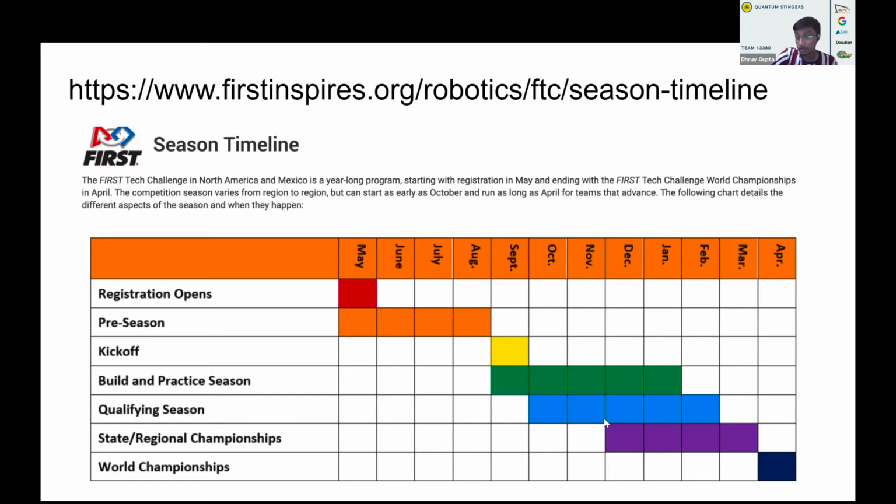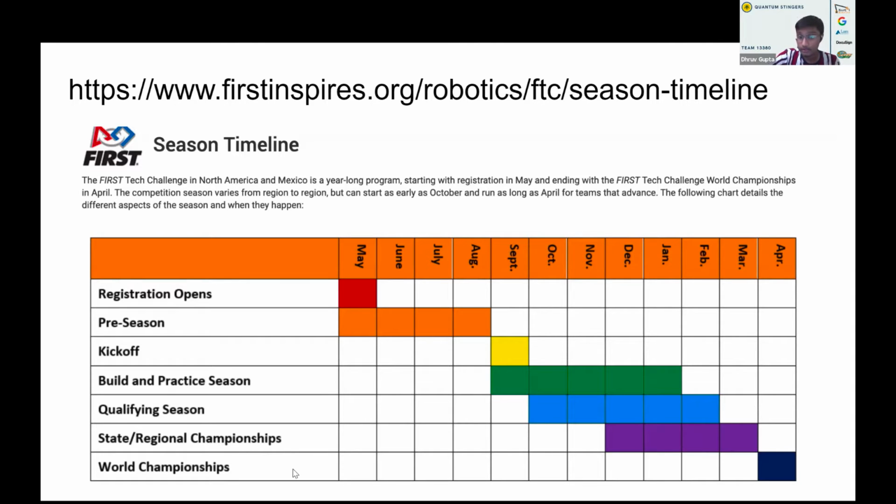Depending on the region, the qualifying season can be at different times. In some regions, it may start around late October. In many regions, it starts around mid to late November. And it also goes on to different lengths depending on the region you're in. In some regions, it'll end around mid-January, while in some regions, it'll keep on going until mid-February. But this is when you can go to your qualifier tournaments, which we'll talk a little bit more about when we get to the tournament structure of FTC.